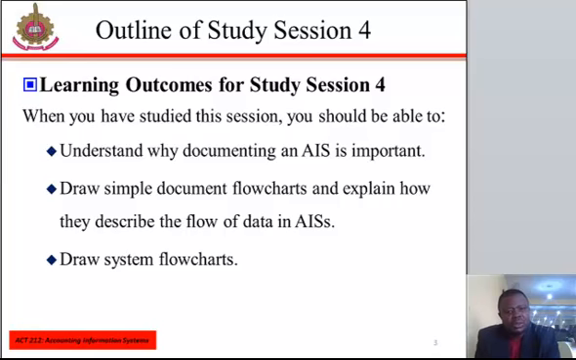At the end of this lecture, you should be able to understand why documenting an accounting information system is important. You should also be able to draw simple document flowcharts and explain how they describe the flow of data in AIS. Also, draw system flowcharts.